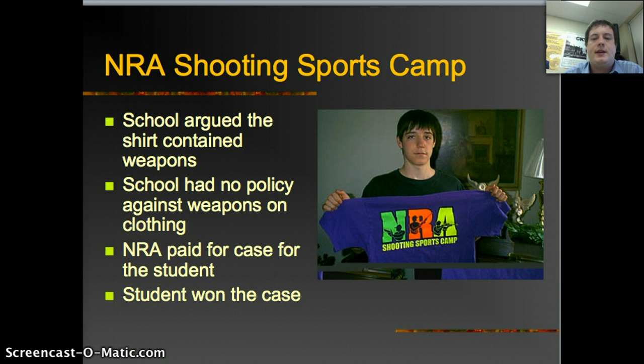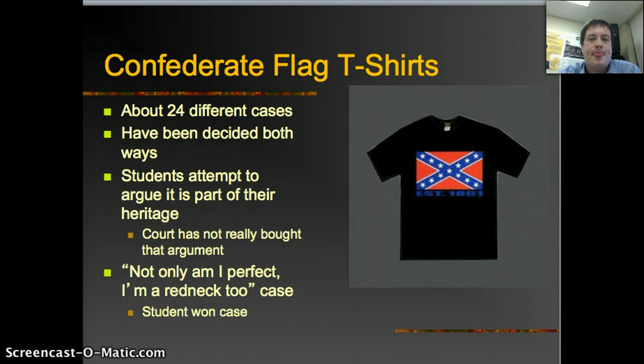Here you see a kid with his NRA sports camp shirt. He won it at a sports camp put on by the National Rifle Association. The school argued that the shirt contained weapons. However, the school had no policy against weapons on clothing. They asked him to take off the shirt or go home. He said he'd go home, and he got suspended. He sued the school, and the NRA, the National Rifle Association, paid for the case, and the student won because the school had no policy against weapons on clothing.